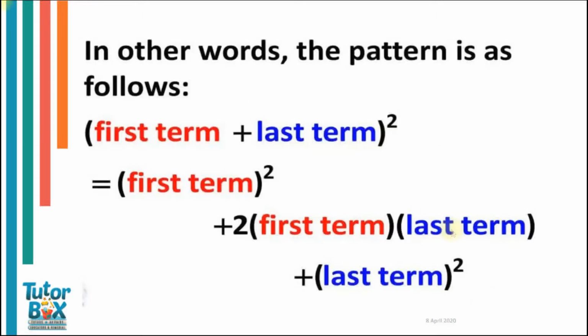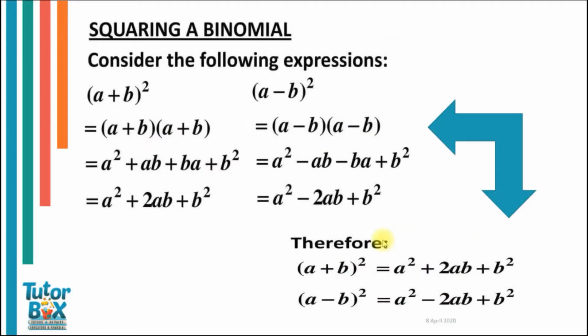Next up, in other words, the pattern is as follows. First term plus last term squared is equal to first term squared plus 2 times first term times last term plus last term squared, okay? So you can just go back here and we check. So we have our A squared, that's our first term squared, plus 2 first term times second term plus second term squared. Right.